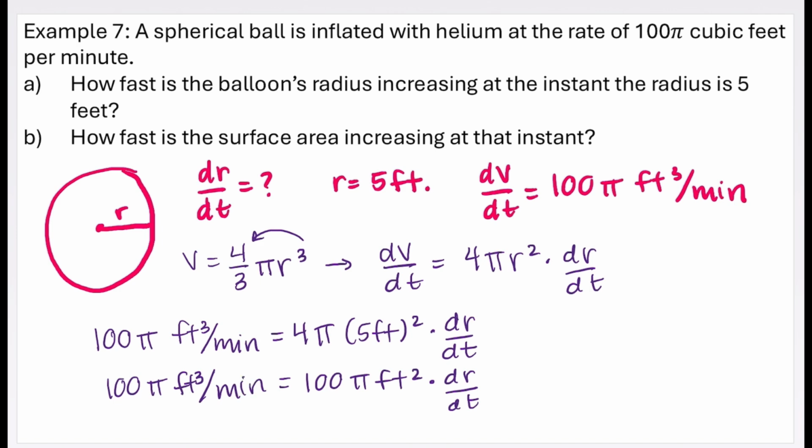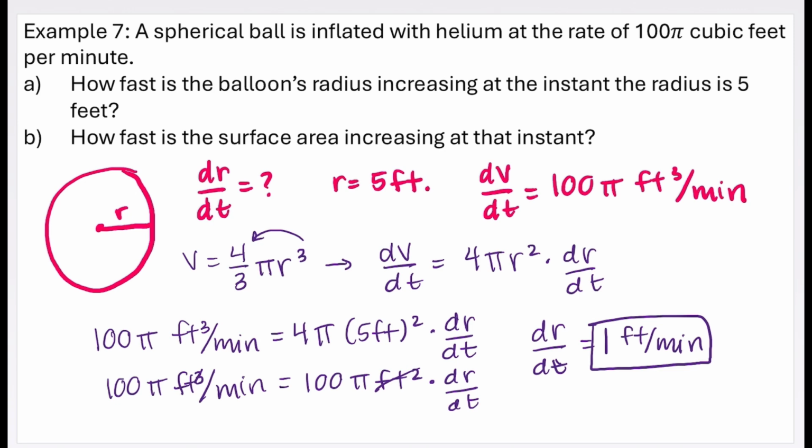Now if I divide, I have 100 pi feet cubed per minute divided by 100 pi feet squared. So when I divide, I'm going to get 1. So I end up with dr over dt equals 1. But it's going to cancel out as far as the feet squared and 2 of the feet cubed. So I'll just be left with 1 foot per minute. That's the dr over dt at that specific moment in time.